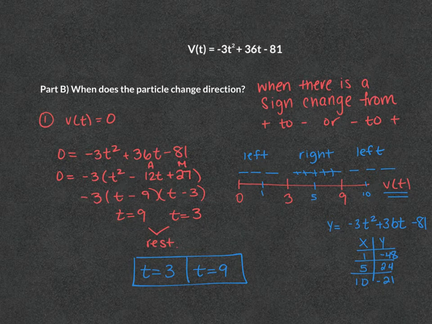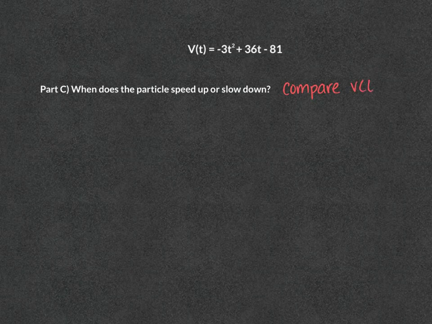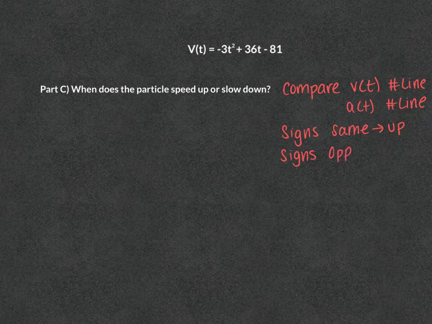Okay, let's try the third part. So I want to know where the particle is now speeding up or slowing down. And remember, when you try to find where it's speeding up or slowing down, you want to compare your v of t number line with your a of t number line. If the signs are the same, then it's speeding up. If the signs are opposite, then it's slowing down.